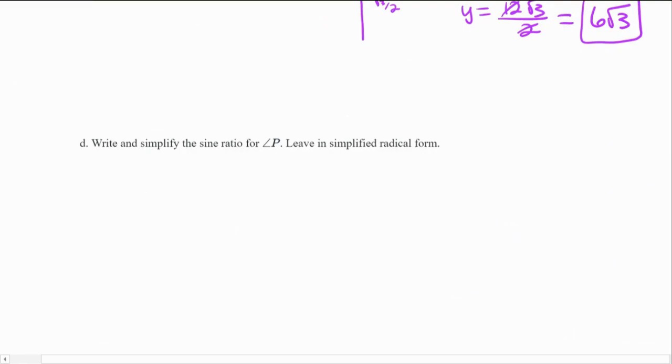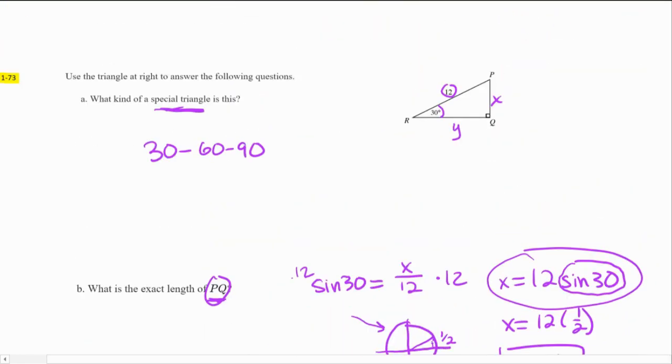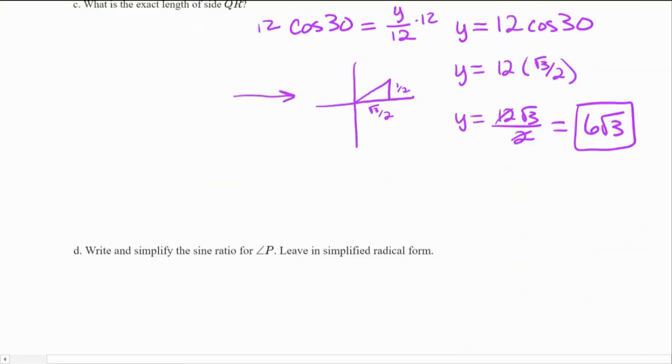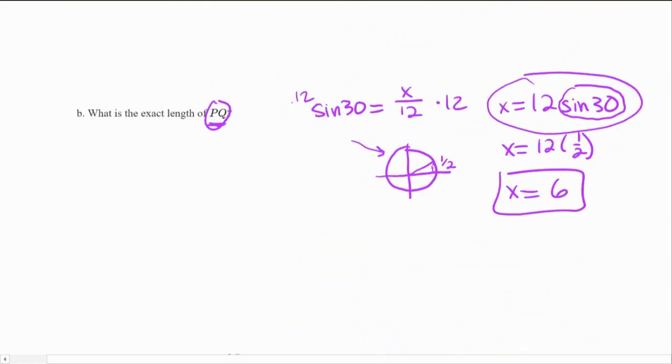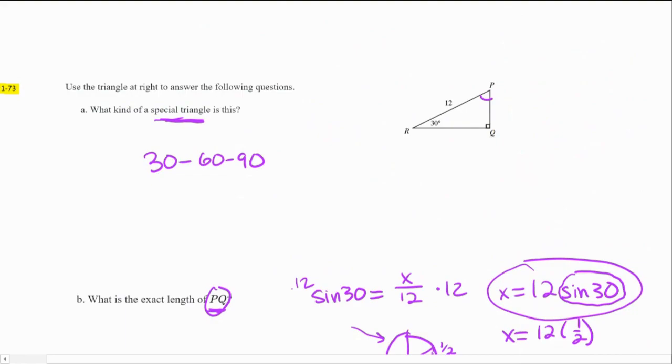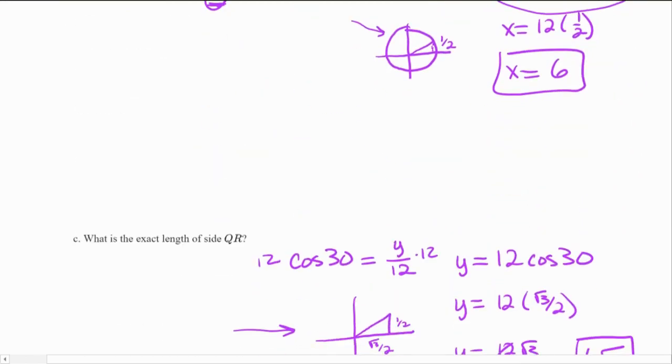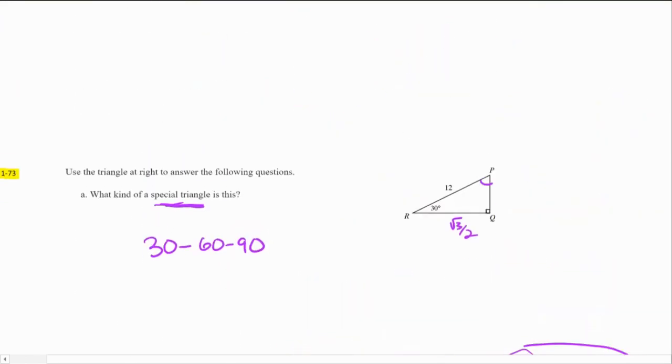Leave in simplified radical form. So angle P, if we scroll back up here, just erase this. I'm looking for the sine of this angle. So I know angle P is 60 degrees. So I'm going to say sine of 60 degrees is equal to the opposite side, which was QR. Let me just show you one more time here. I really should have kept this picture. QR, which I found out was root 3 over 2. Nope, not root 3 over 2. 6 root 3. My bad.